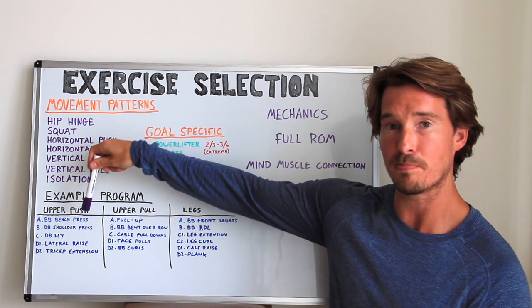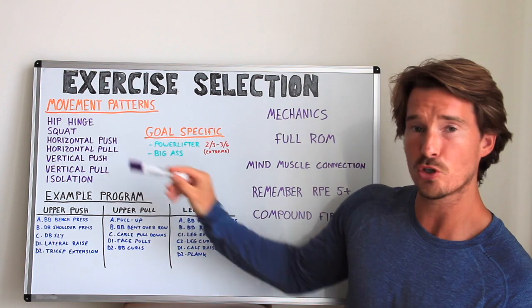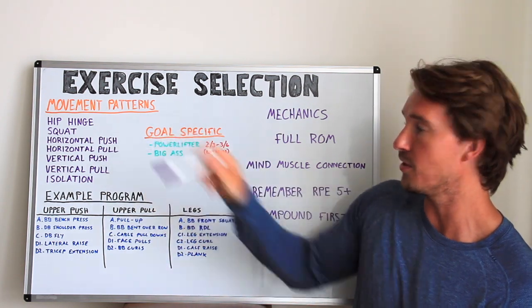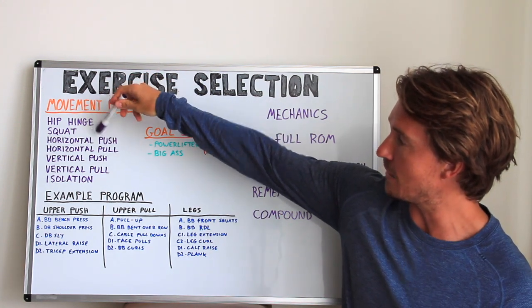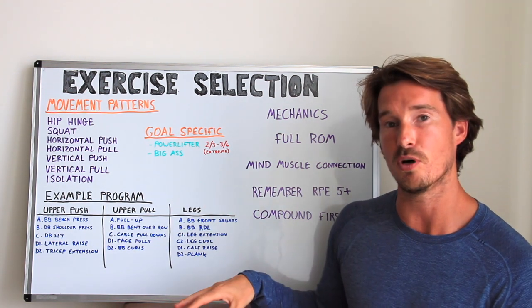So we have an upper body push. So this is going to incorporate the horizontal push and the vertical push. The upper pull is going to incorporate the vertical pull and the horizontal pull. And the legs is going to incorporate the hinge and the squat. And then there's also going to be isolation movements stuck into the end of the workouts.